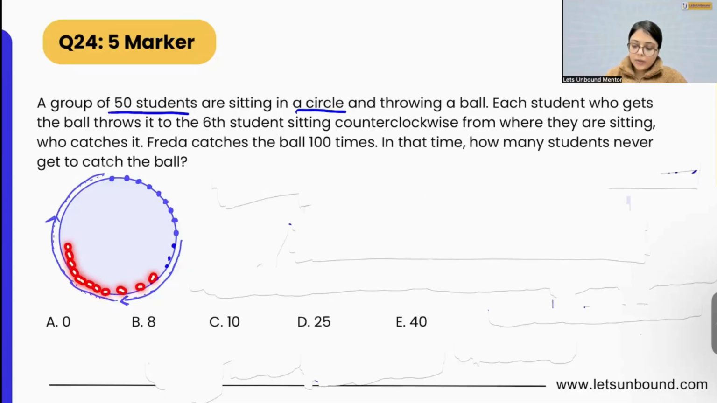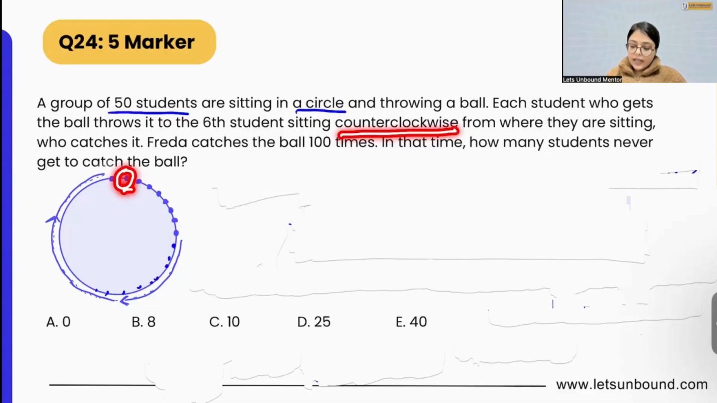It's not possible to add so many, so I've given this just for an idea. And how are they throwing the ball? They are throwing the ball to the sixth student. For example, if this here is the ball, this student is going to throw to the sixth student who is sitting counterclockwise. Counterclockwise means anti-clockwise.